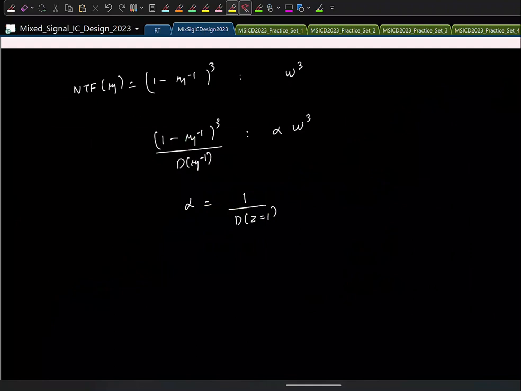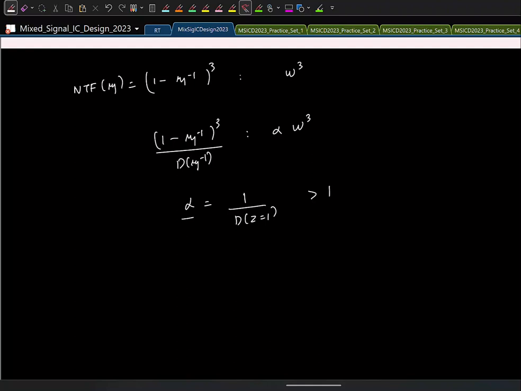My in-band noise is no longer going as omega cube, it goes as alpha omega cube, where alpha is greater than 1. So our quantization noise within the signal band will slightly worsen. Earlier we had delta square by 12 pi times, for third order, what was the thing? But if I do it, the final thing I get is pi by m.